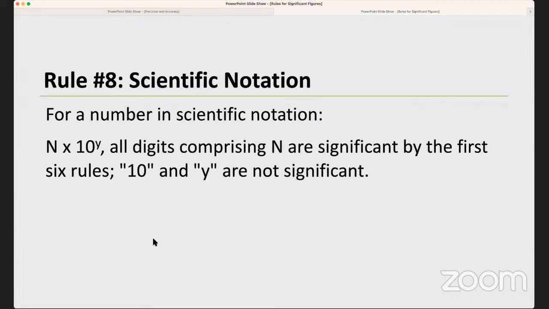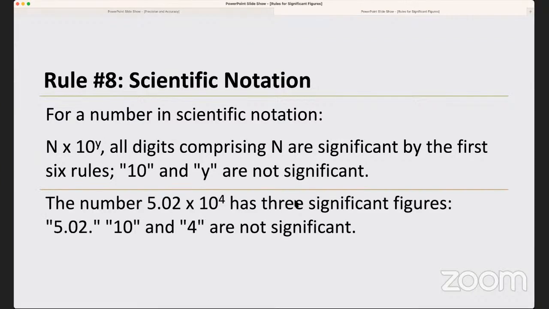And then rule number 8, scientific notation. Scientific notation is often written in the form n times 10 to the power y. All digits comprising the number n are significant by the first 6 rules. The 10 and the y are not significant. For instance, 5.02 times 10 to the 4 has 3 significant figures because 5.02 has 3 significant figures. 10 is the base and 4 is the power. Those are not significant. They're just used to represent the size of the number.